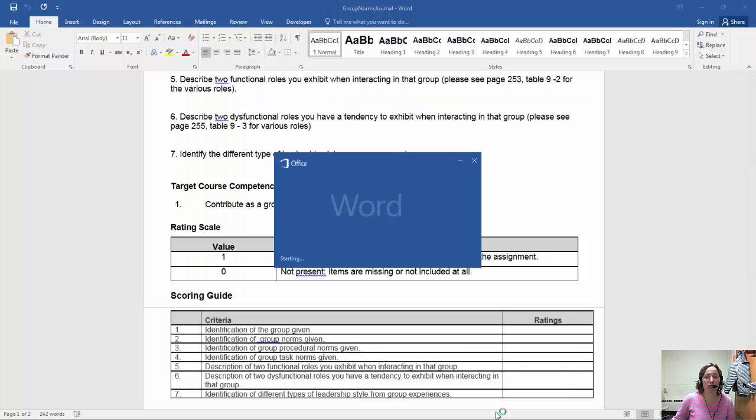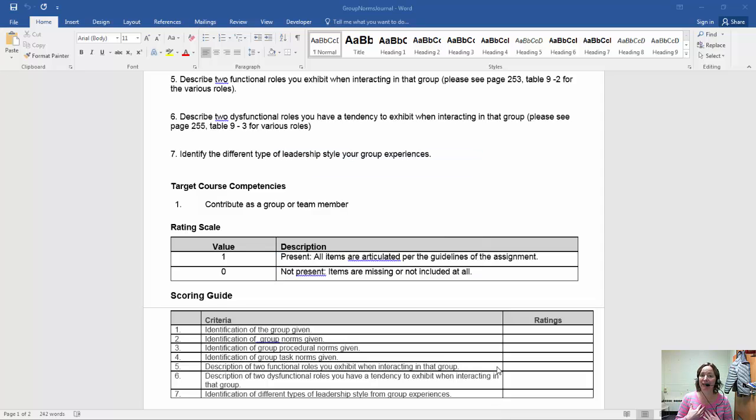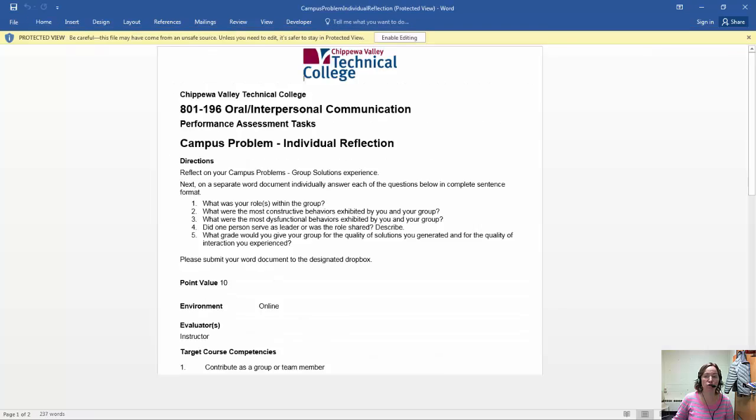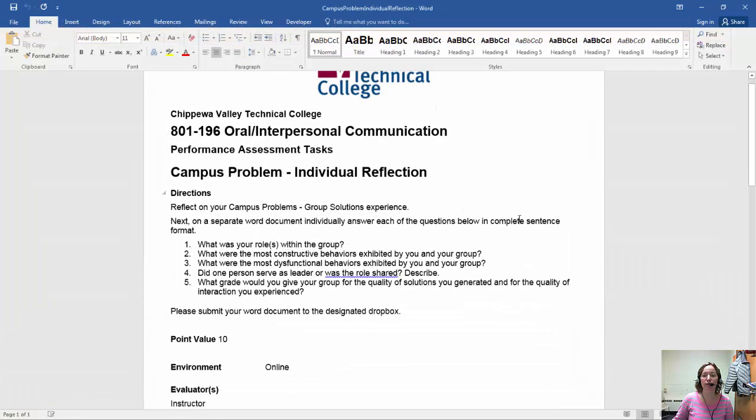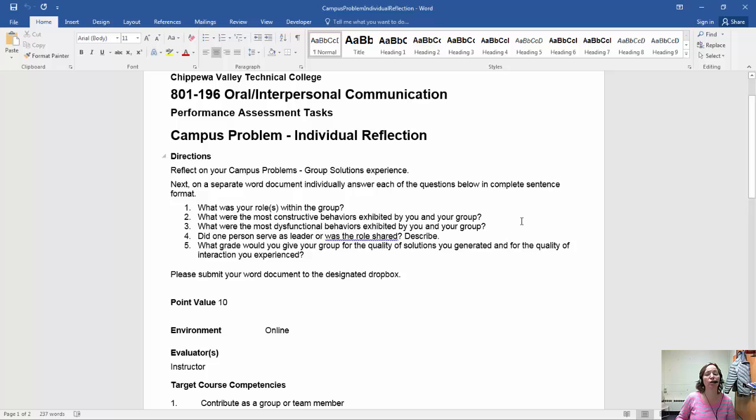Please understand that this reflection will only be reviewed by me. So you should feel free to really discuss with me how your group functioned by answering the following questions. What was your role within the group? What were the most constructive behaviors exhibited by your group? What were the most dysfunctional behaviors exhibited by you and your group? Did one person serve as a leader, or was the role shared? Please describe. And what grade would you give your group for the quality of solutions you generated and for the quality of interaction you experienced?